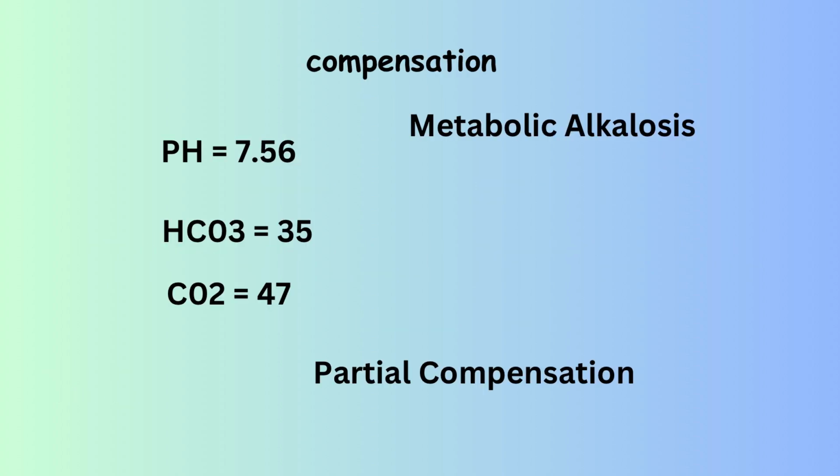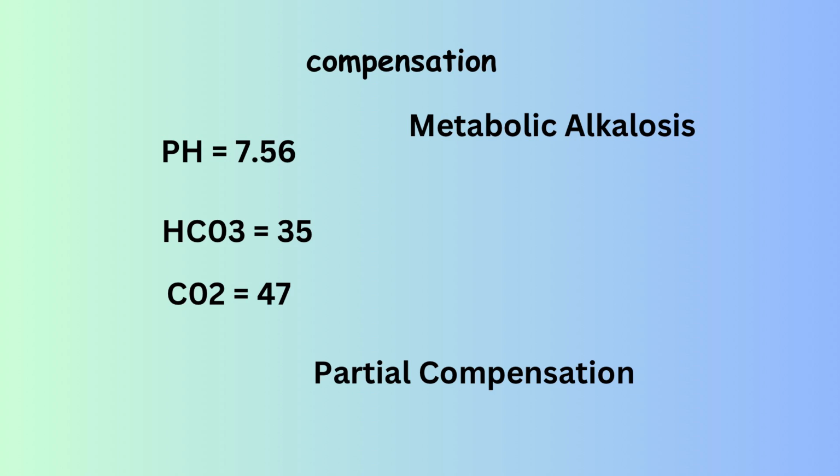Let's look at this example together. Here we have a pH of 7.56. With a pH of 7.56, it is higher than the normal, which makes it alkalosis. And then we have a CO2 of 47. Then we have HCO3 of 35. Looking at the HCO3 of 35, you know that it is a metabolic problem. So here we have metabolic alkalosis.